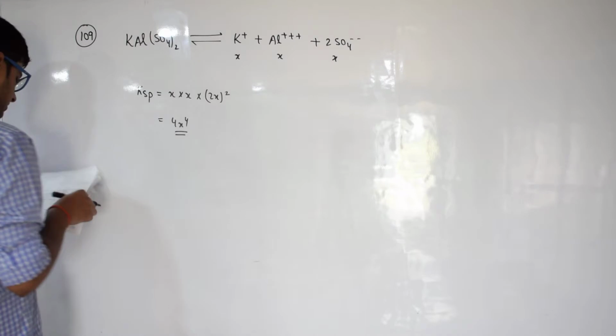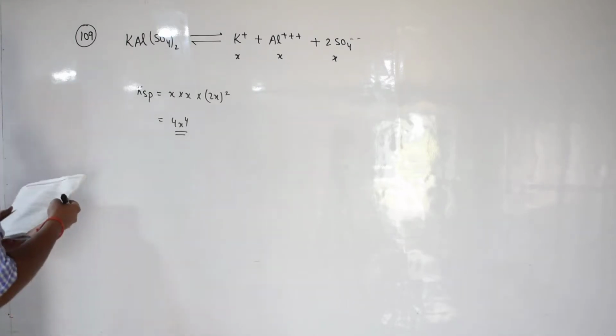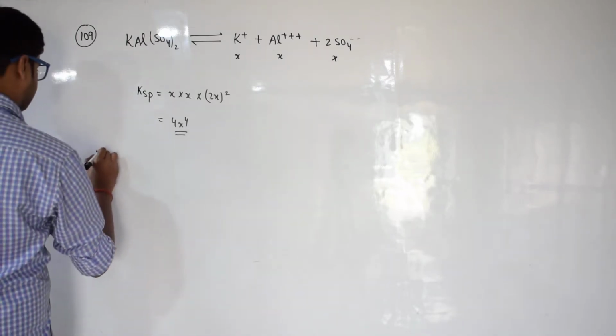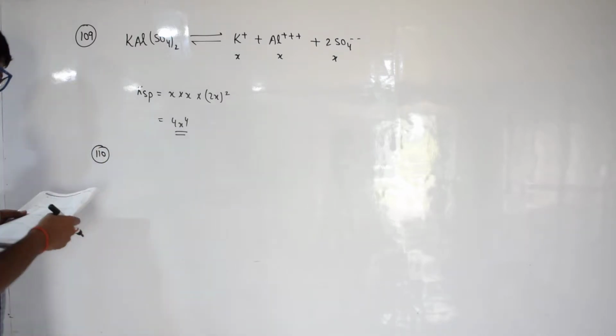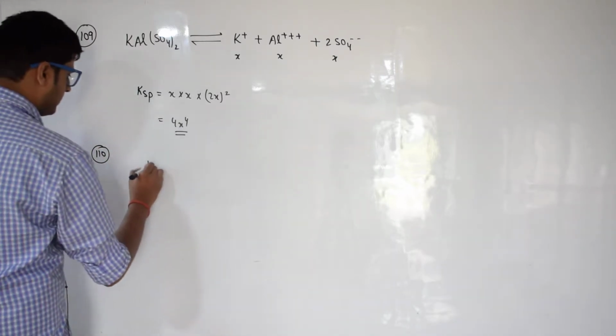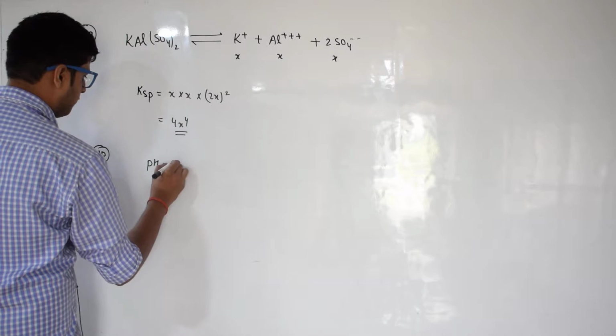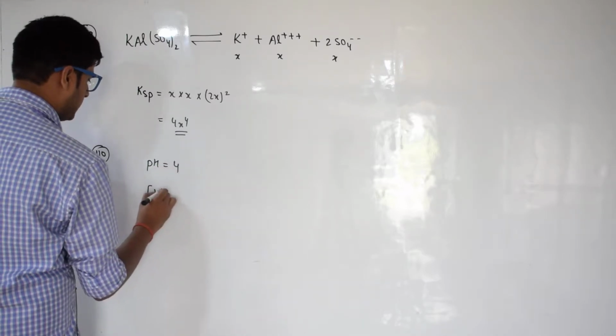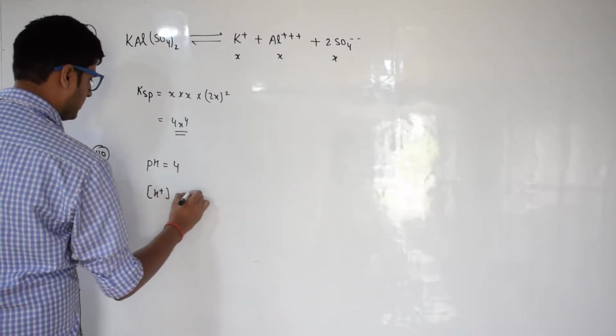Question number 110. It is given as the weak acid has a pH of 4. If it has a pH of 4, that means the concentration of H plus ion would be equal to 10 to the power minus 4.